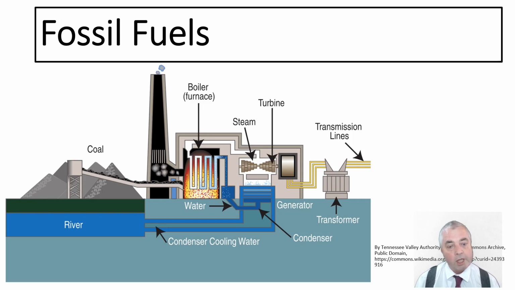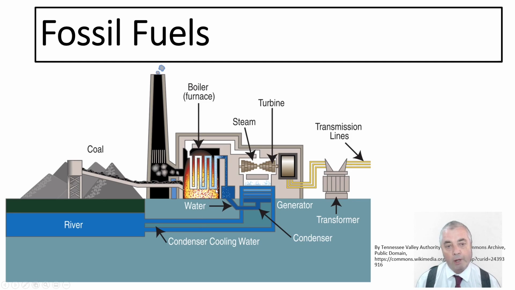So what I want to do is explain to you how each of these resources for generating electricity is used to make electricity, and talk about some of the advantages and disadvantages of each sort. So let's start with fossil fuels. Here's a diagram of a fossil fuel power station. It's actually a coal power station, but oil power stations and some gas power stations work in the same way.